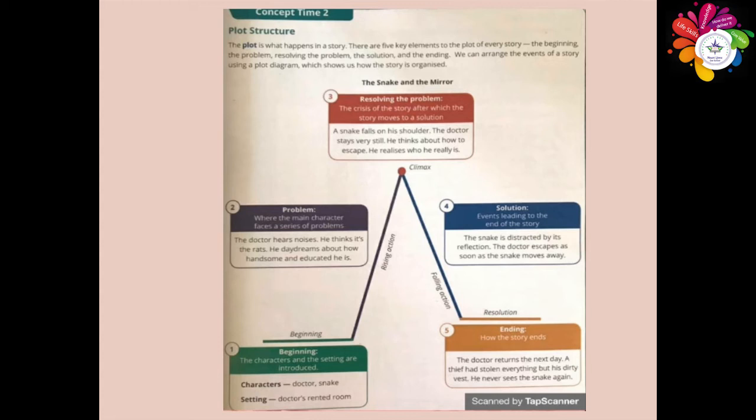Children, let's see an example. Beginning of the story, where the character and the settings are introduced. Next comes rising action, where the main character faces a series of problems. Climax, the crisis of the story, after which the story moves to the solution. Falling action, events leading to the end of the story. Resolution, how the story comes to an end.